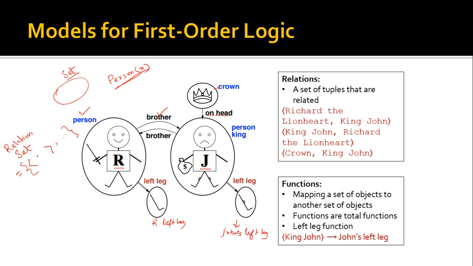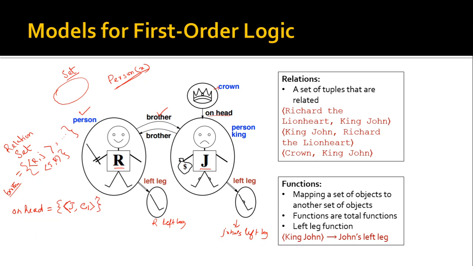Now if you see this brotherhood relationship, in brother I can say that Richard is a brother of John and John is a brother of Richard. So these are the two tuples that are members of the relation set brother, right? So likewise we can write what would be the set for this on head relationship. For this on head relation, the set would be, say, John is having something, say C1, which is a crown, right?